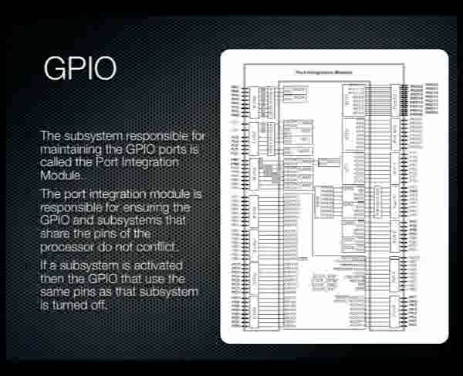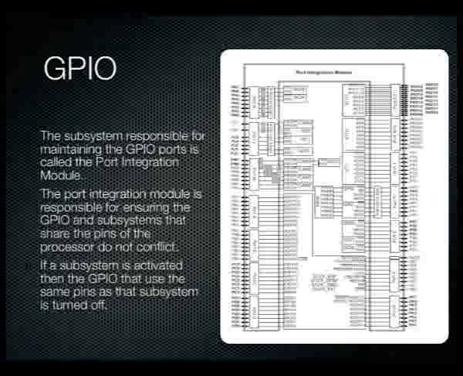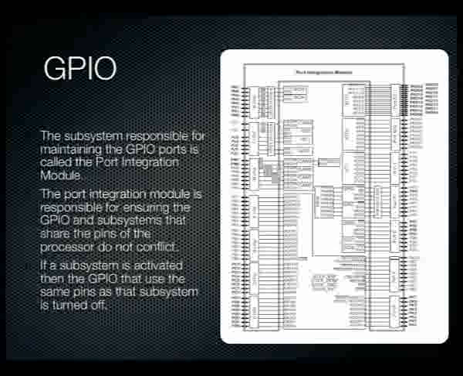It's responsible for ensuring that the GPIO and the particular subsystem that also uses those pins don't conflict. So if you turn on the I/Os of the particular subsystem that shares those pins, then the port integration module is no longer available for that particular port. And if you turn on the general purpose I/O port, then the port integration module ensures that the I/O subsystem that shares that port is turned off. So you can have one or the other, but not both.